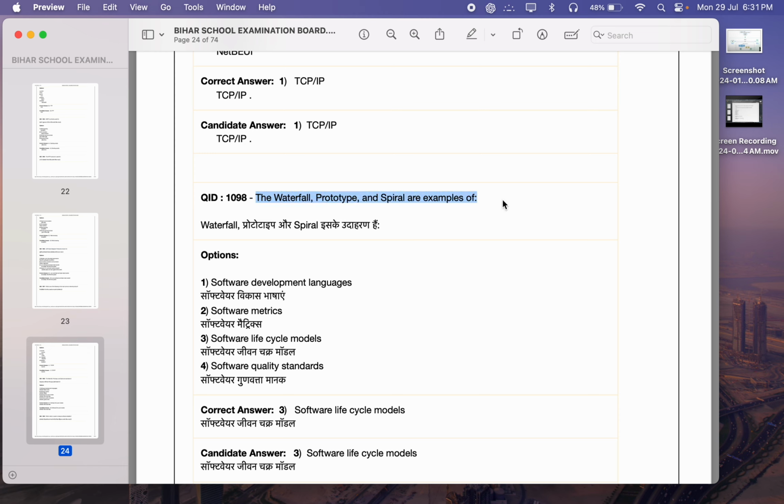The waterfall, prototype and spiral are examples of... It's not a language, it's a model actually. So I am looking for models. So this is the right answer: software lifecycle models. When you're trying to make a project, for all the steps we can use any of these models to do that.